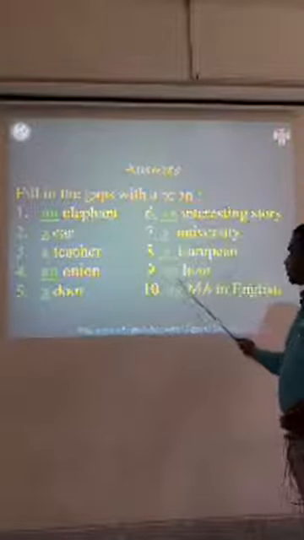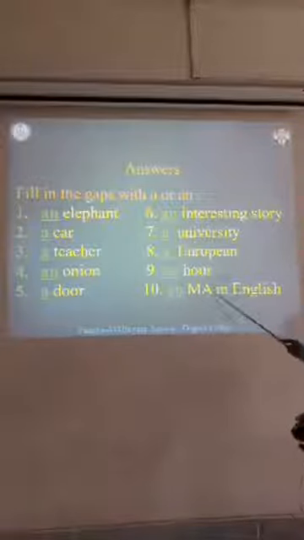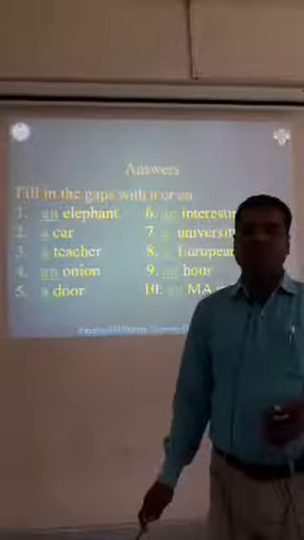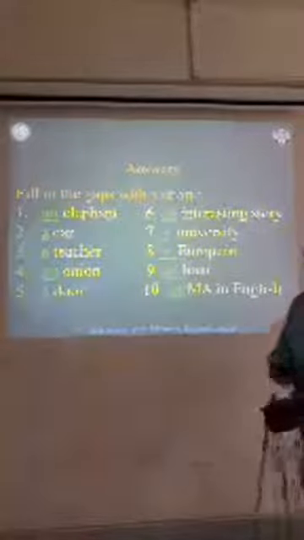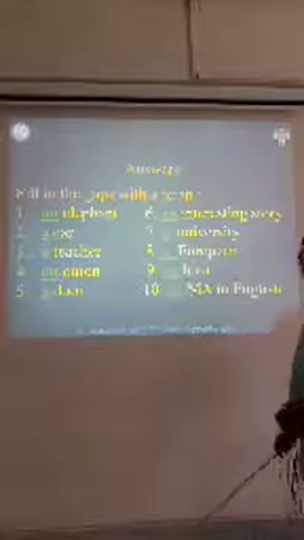For this reason there is used N. MA, there is used an before MA. Like a vowel sound. If you pronounce MA, the sound will be a vowel. For this reason, you will use an there. Next.